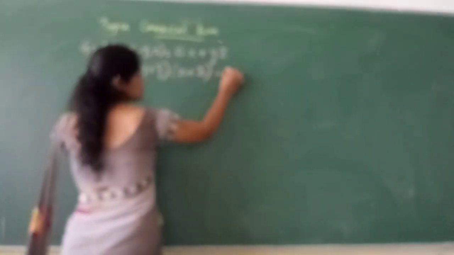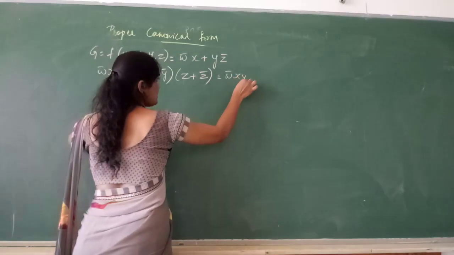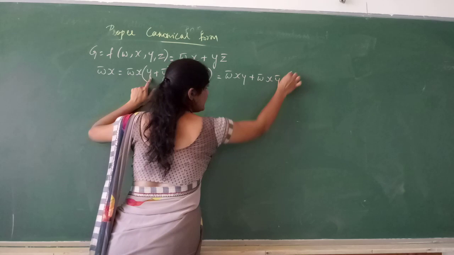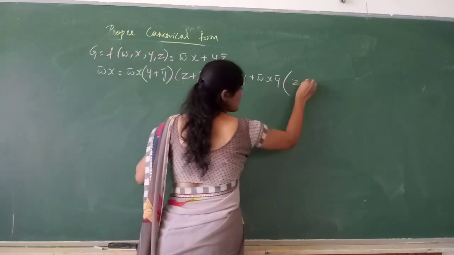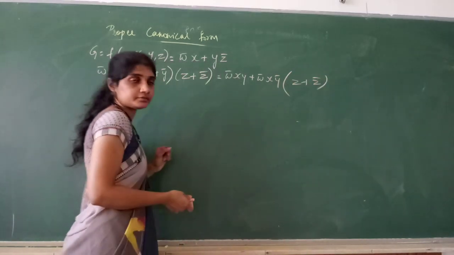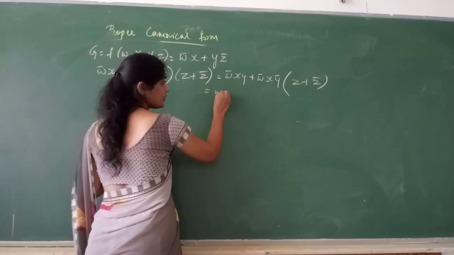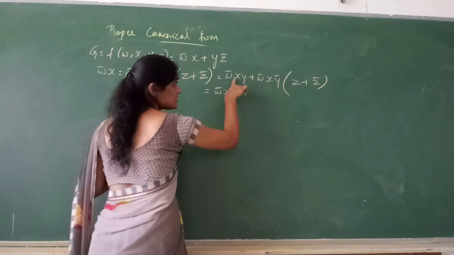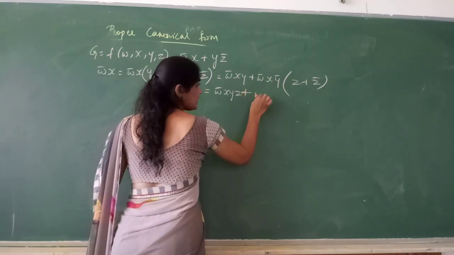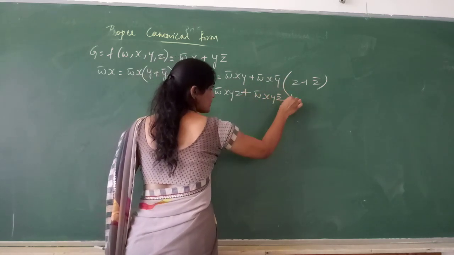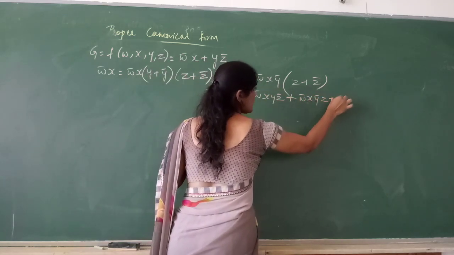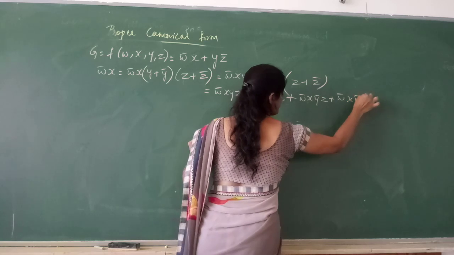So first to multiply this with w bar x. So w bar x y plus w bar x y bar into what? Z plus z bar. So this will be equal to, again multiply w bar x y z, this with this, again this with this, plus w bar x y z bar plus w bar x y bar z plus w bar x y bar z bar.